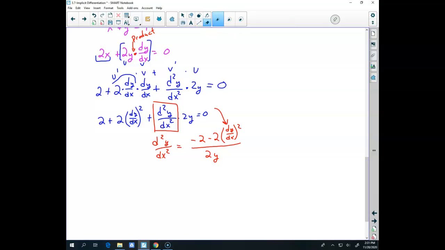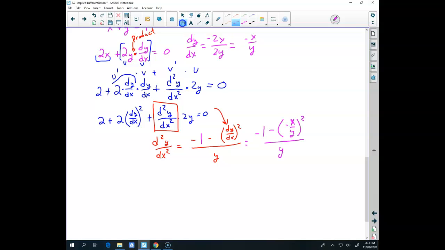Now, I can also come in here because I can reduce that 2 and that 2 and that 2, which kind of makes this a little bit nicer. 1, and now I only have (dy/dx) squared. Well, what was dy/dx squared? Well, I still got to come up here to my first derivative. I'm still going to have to solve it. So I can see that that's still negative x over y, right? So this is going to give me negative 1 minus negative x over y quantity squared over y.